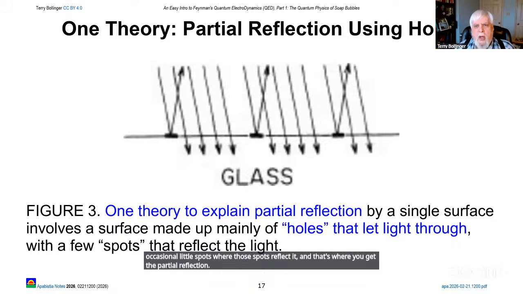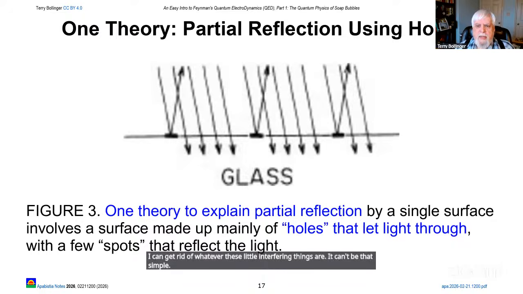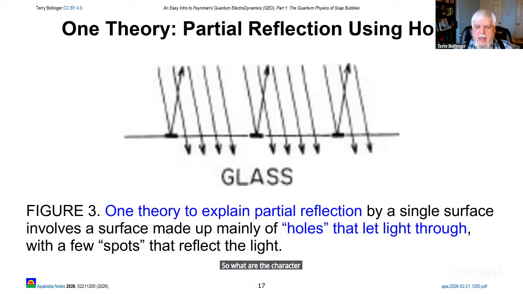If you go through the full argument, and Feynman covers this in his book nicely, Newton was able to eliminate that by saying that, no, because I can polish glass, I can make it arbitrarily smooth. I can get rid of whatever these little interfering things are. It can't be that simple. And there are other reasons why Newton realized it can't be that simple. So what are the characteristics? What makes it reflect sometimes and not, and what are the numbers?